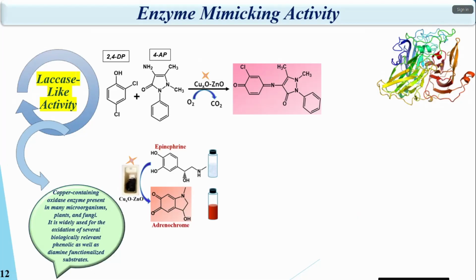Here is the schematic representation of the laccase mimetic activity. I have taken a microstructure example that shows some laccase-like activity, with 2,4-DP and 4-AP. 2,4-dichlorophenol is the main reactant, and this copper oxide composite catalyzes its oxidation to form a radical product, which then reacts with 4-AP to form a red colored product.